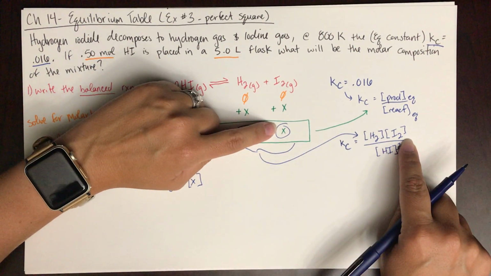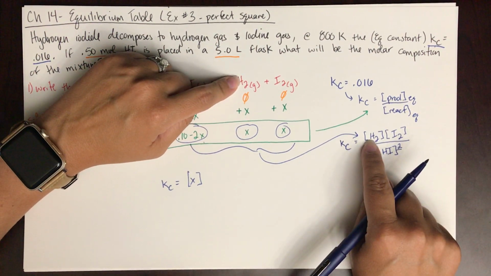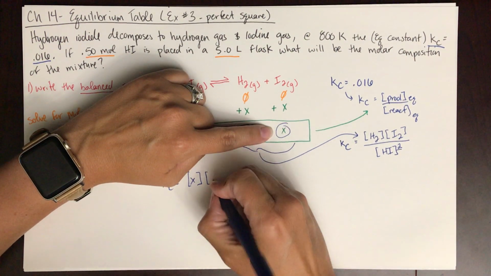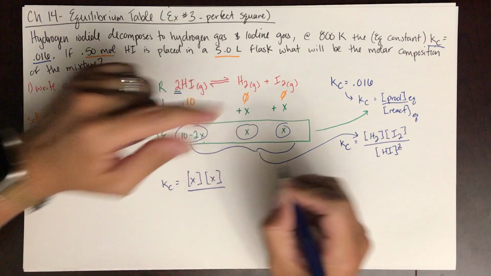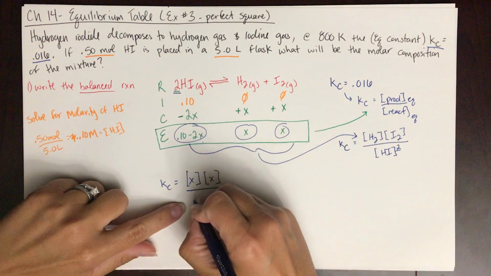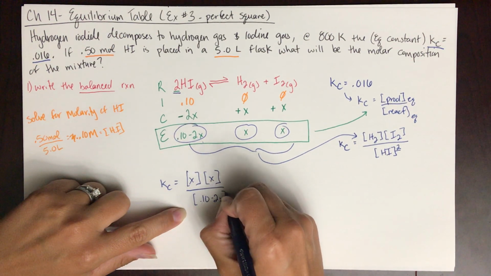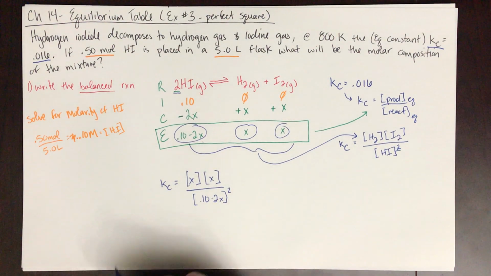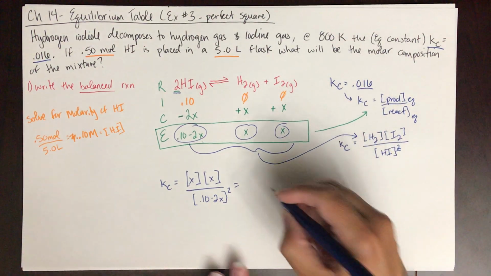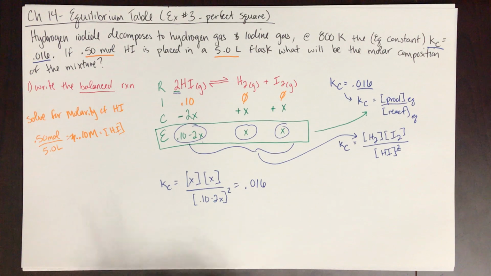Times the concentration, I think I said hydrogen iodide, I meant hydrogen gas. The concentration of hydrogen gas times the concentration of iodine gas, which is also x at equilibrium, over the concentration of hydrogen iodide squared. And all of this equals the Kc, which we were already told in the problem, is 0.016. Okay, so now we have this.